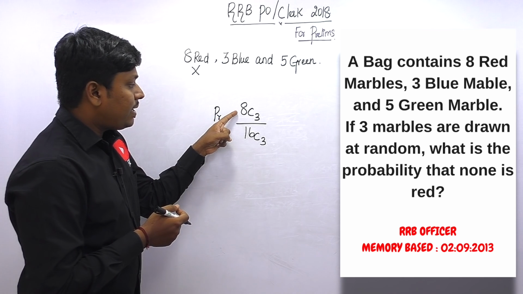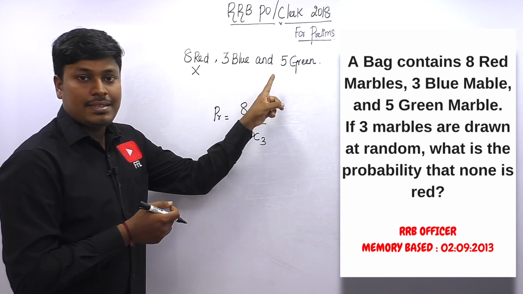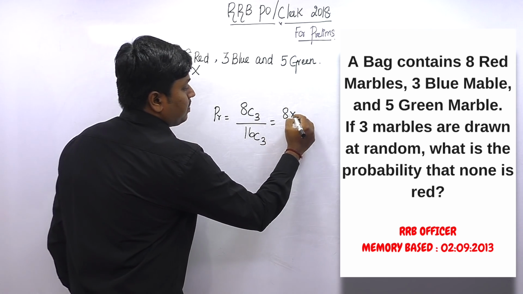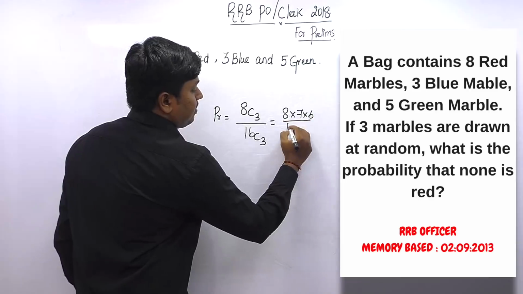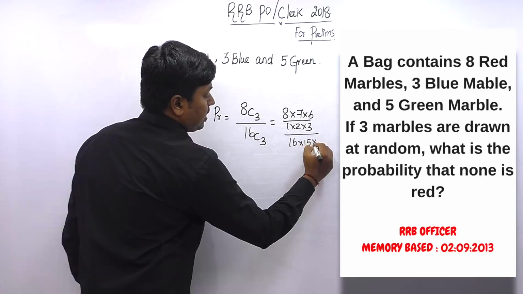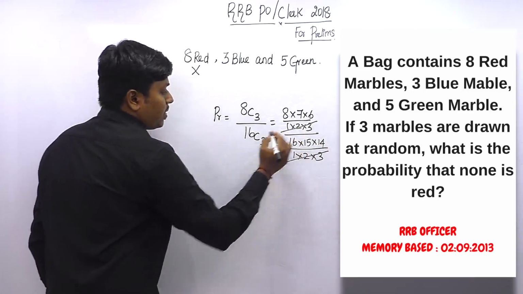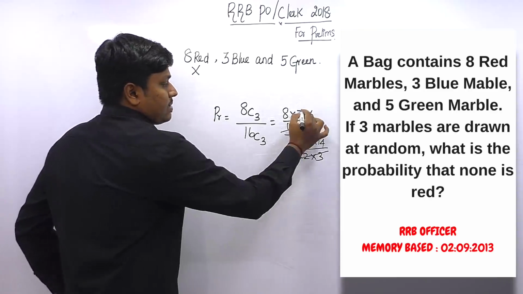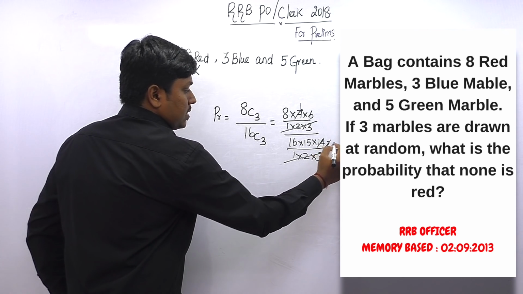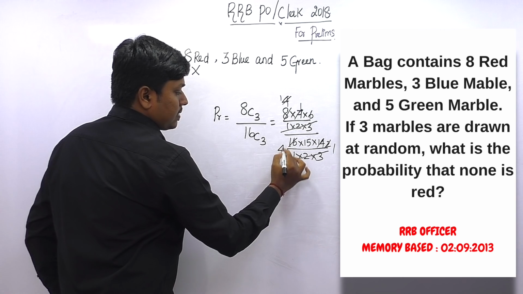So from the remaining colored balls we pick 3 balls, divided by the total possibility, that is the total 16 balls, 16C3. Now we need to cancel this. So 8 into 7 into 6 divided by 1, 2 and 3, divided by 16, 15 and 14 divided by 1, 2 and 3. We can cancel 1 2 3, 1 2 3 here, and now 1 7s are 7, 7 2s are 14. So 1 2s are 2, 4 2s are 8. Next 1 4s are 4, 4 4s are 16.